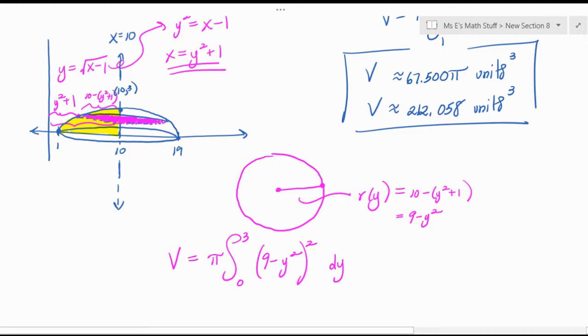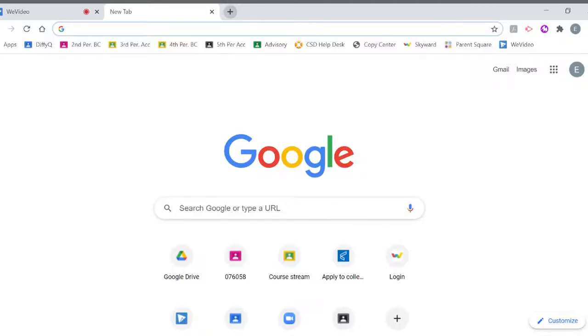Integrate with respect to x. Make your bounds be from 0 to 3. It looks like I end up with 129.6 pi, or approximately 407.150 units cubed.